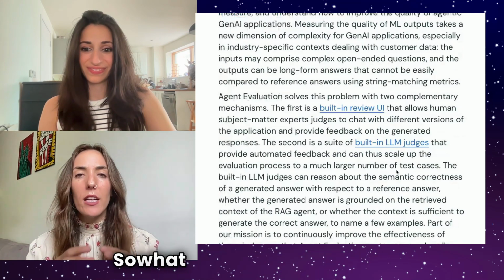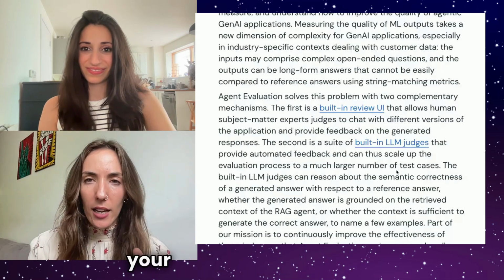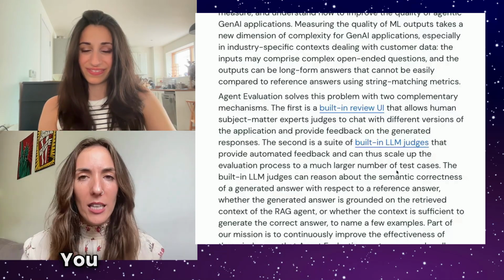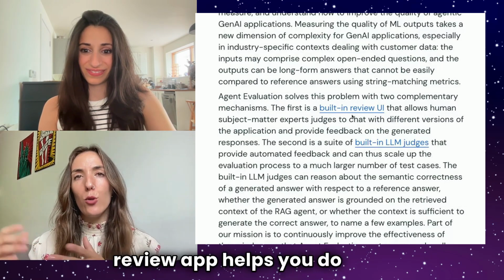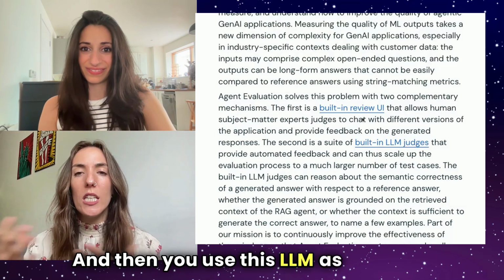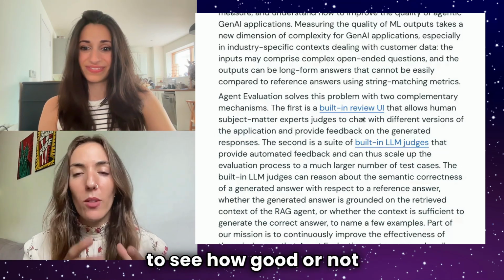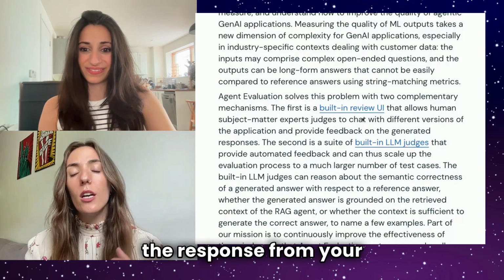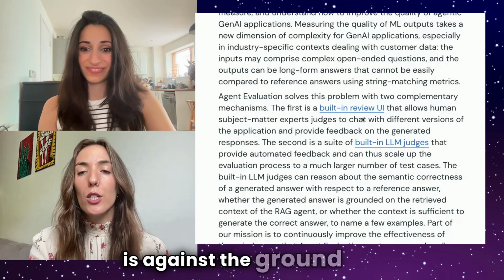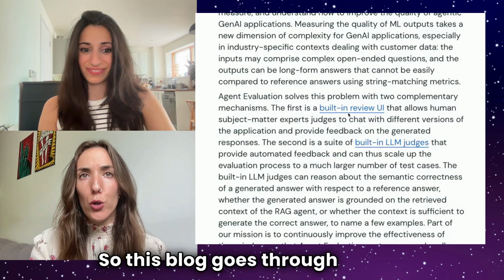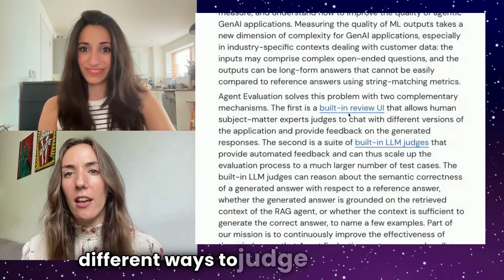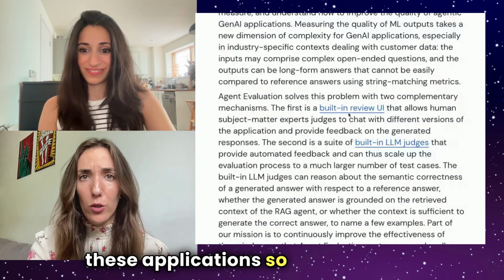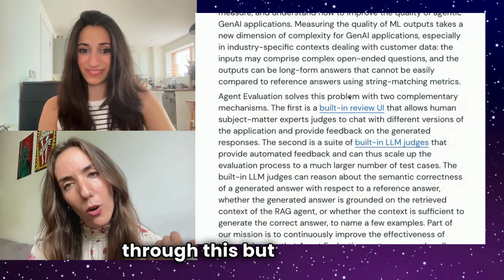So what you have is your baseline application. You have to collect some ground truth, which the review app helps you do. And then you use this LLM as a judge to see how good or not the response from your application is against the ground truth. This blog goes through a lot of details on how they come up with the different ways to judge and evaluate these applications. So feel free to go through this, but for now we're going to go to the demo.